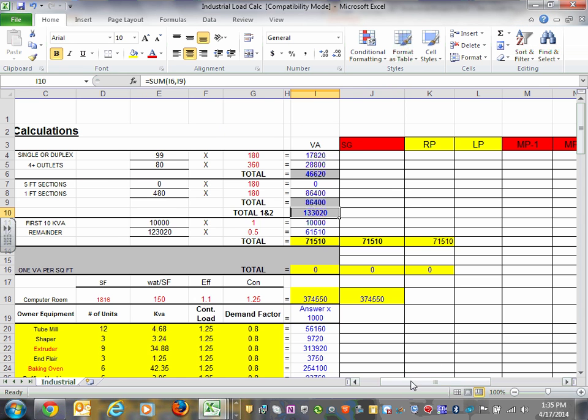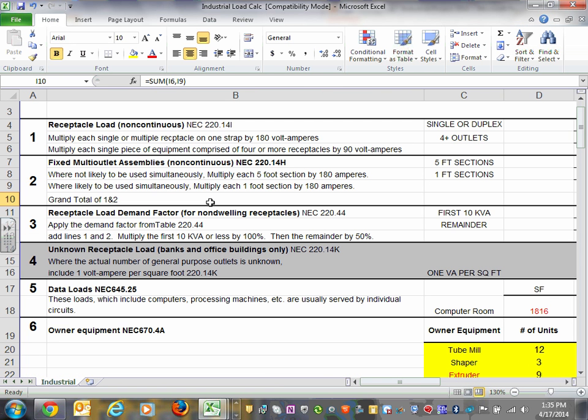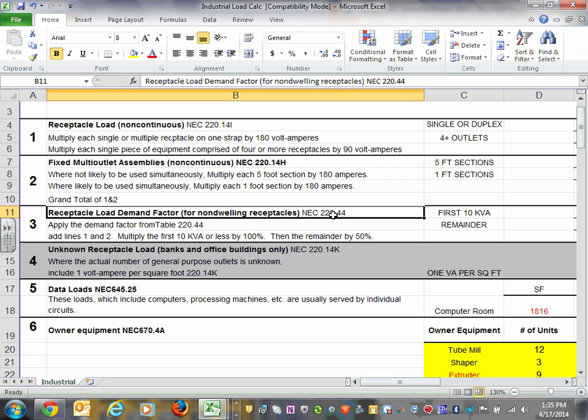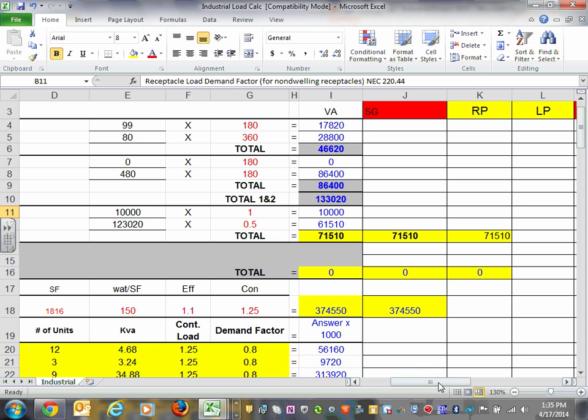Then the NEC code book says, in receptacle demand factor for non-dwelling, 220.44, you guys are familiar with that one. It says anything up to 10 kVA, they're sacred cows, leave them alone. Anything higher than 10, chop them by half. You've seen it many times. So you take this chunk of load, the first 10, leave them alone. The over 10, cut them by half, and that will give you the 10 plus half of the over the 10.